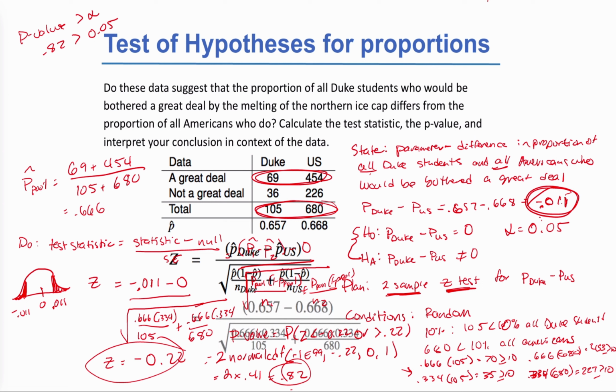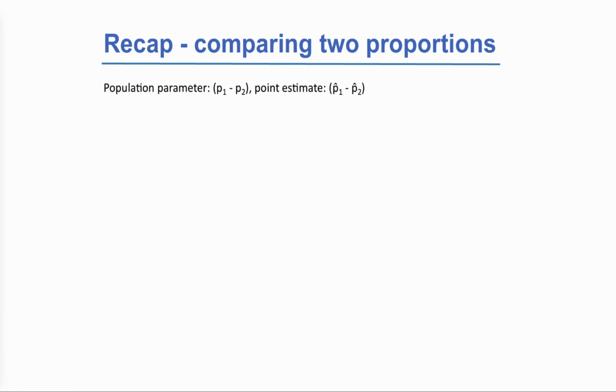I'm not going to write the whole conclusion, but okay, so our population parameter is P1 minus P2. Our point estimate is P1 hat minus P2 hat.